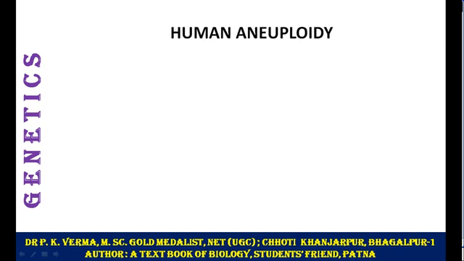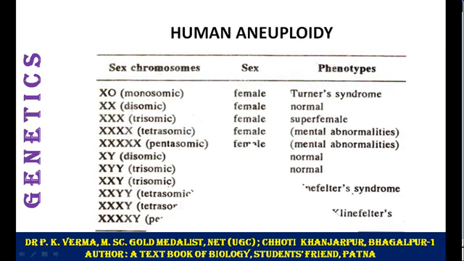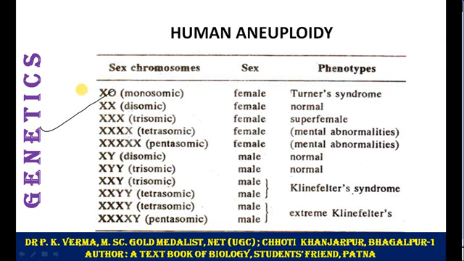Now come to see some cases. In human, XO, one X and another absent, is the case of monosomy of X chromosome, and the problem is called Turner syndrome. If 3 copies of chromosome X are formed, the female is a super female. There may be 4 or 5 copies. These all are super females, hyper super females with great mental abnormalities.